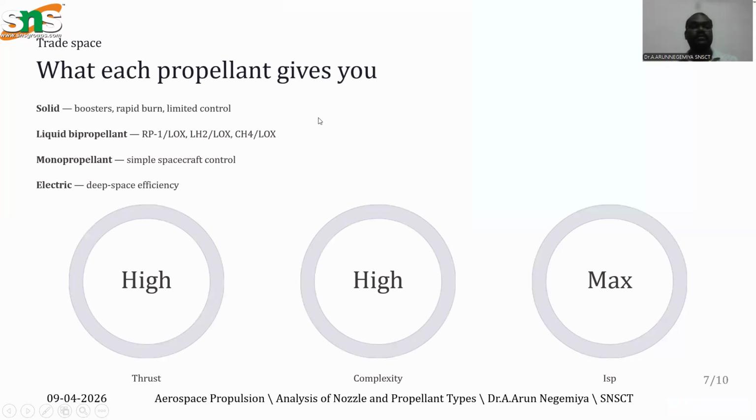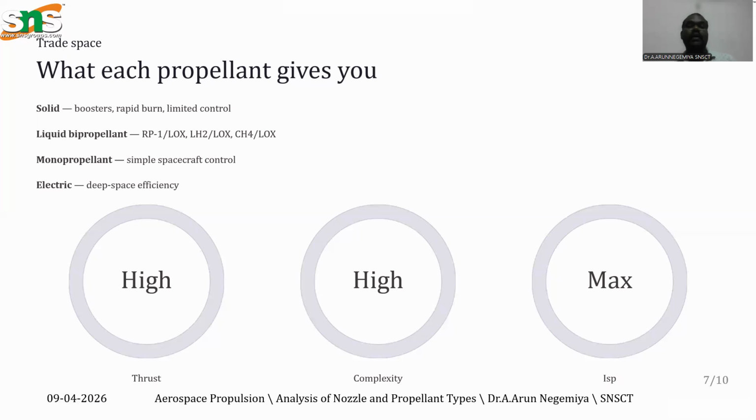And next one is what each propellant gives you. For example, the solid propellant gives boosters a rapid burn and limited control only. For liquid propellant, we are using LOX, LH2, and CH4. These liquid propellants are used in these cases. Monopropellant is used for simple spacecraft control only. And electric propulsion gives deep space efficiency.